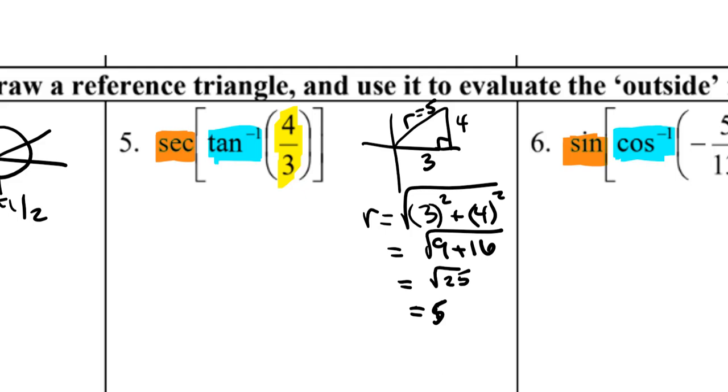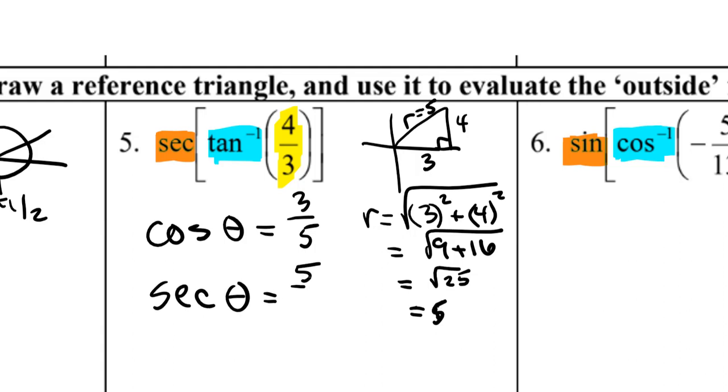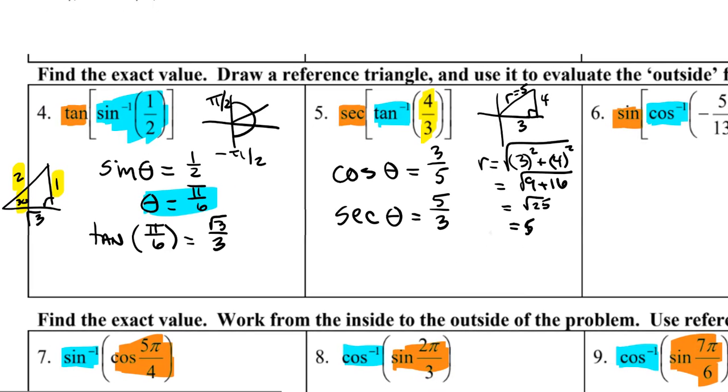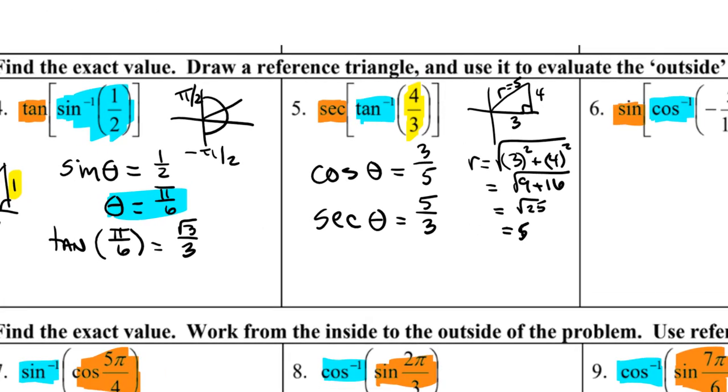Now, a lot of people think about secant in reference to cosine. So if you're thinking, all right, the cosine of this angle, this arctangent triangle that we just found, the cosine of that would be 3/5, yeah? Which means the secant would be the reciprocal of 3/5, which is 5/3. So that's how you do this type of problem.